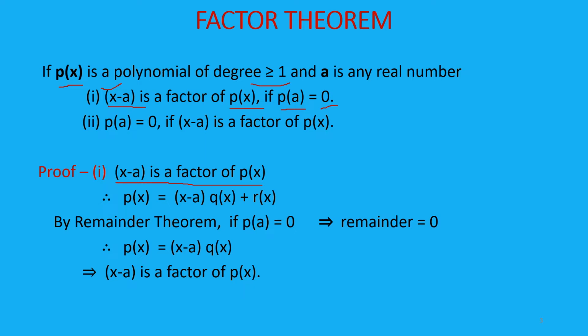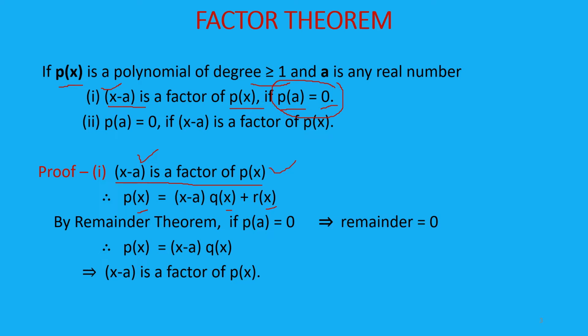Now x minus a is a factor of P(x), that means P(x) is our dividend and x minus a is our divisor. So whenever we are dividing, what we will get? Dividend is equal to divisor into quotient plus remainder. So here q(x) and r(x) are quotient and remainder respectively. Here the condition is given P(a) is equal to 0.